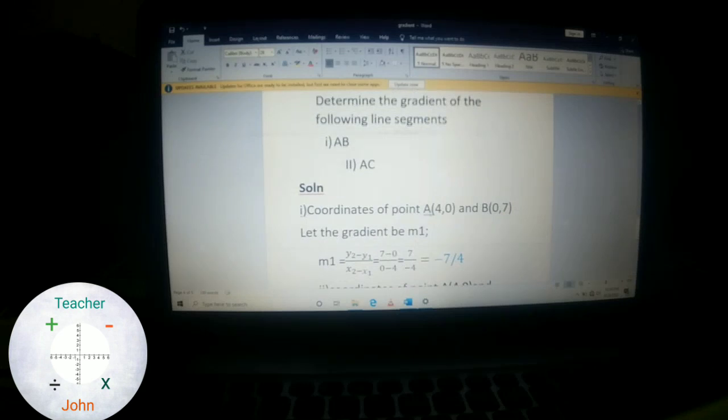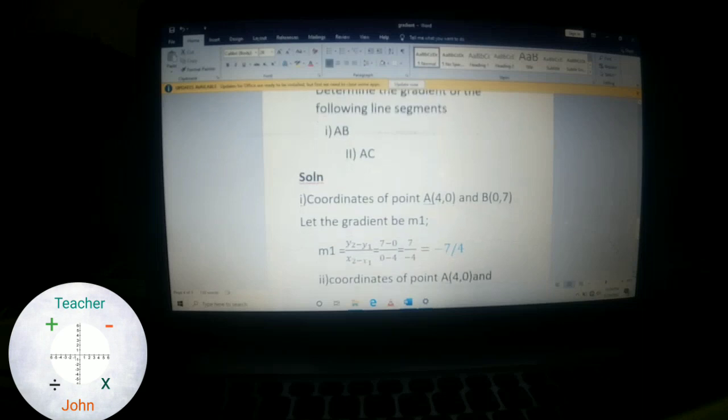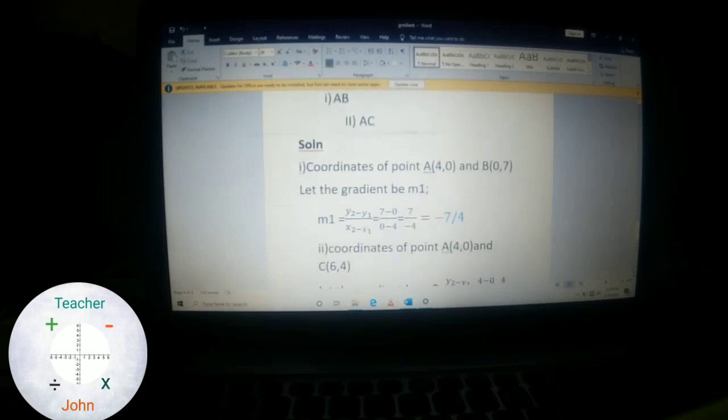So the coordinates of A will be (4, 0) and B will be (0, 7), which means the gradient, and let us make it M1, because we are going to get AB, and also for SC, SC will be M2. We just want to be specific that this is for question number 1 and also for question number 2.